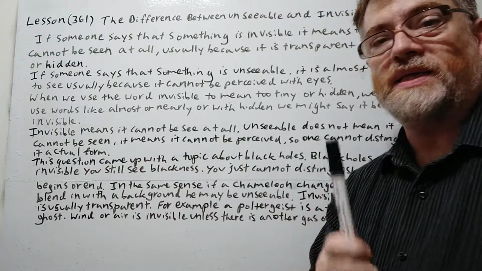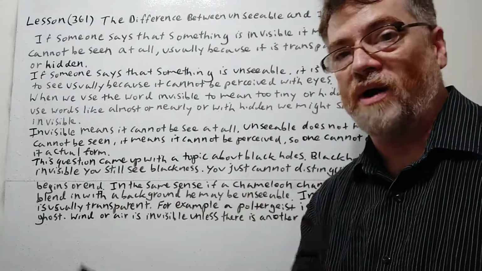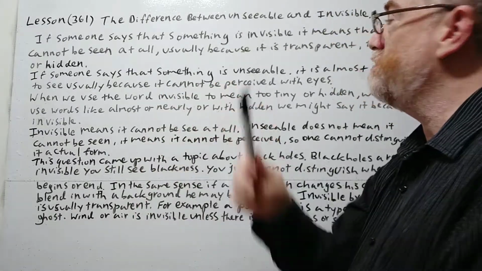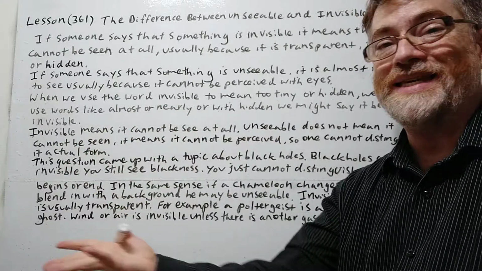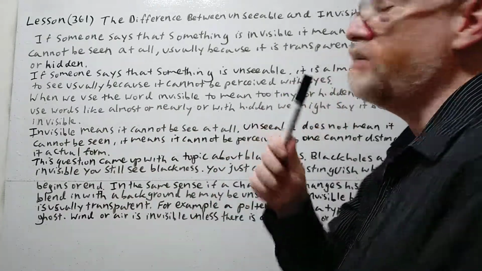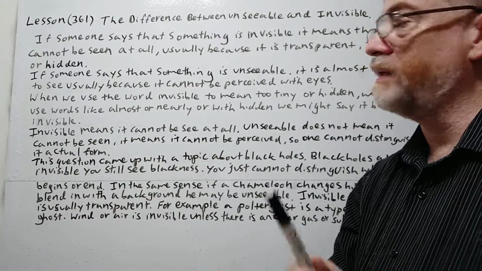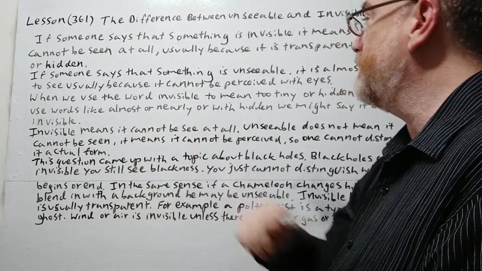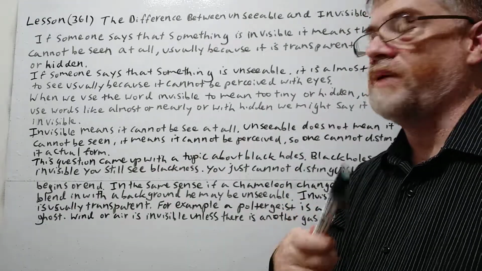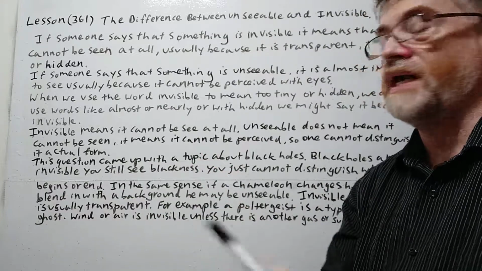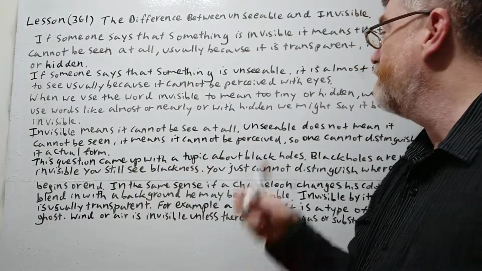If someone says that something is invisible, it means that it cannot be seen at all. Usually because it's transparent, that's one of the main ways. That means you actually see through it. Too tiny or hidden. Okay. Let's continue. If someone says that something is unseeable, it is almost impossible to see, usually because it cannot be perceived with the eyes. The eyes can't tell that it's there.